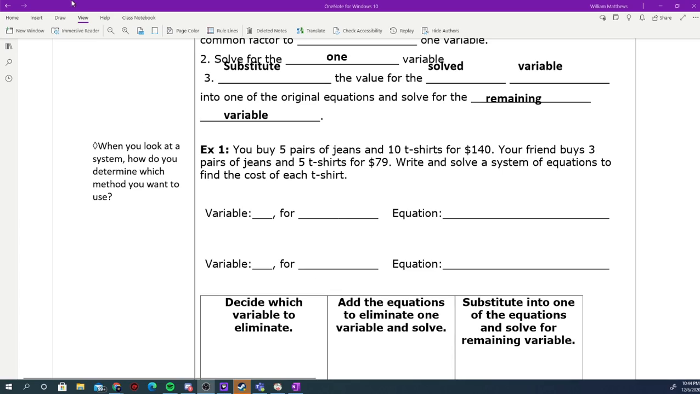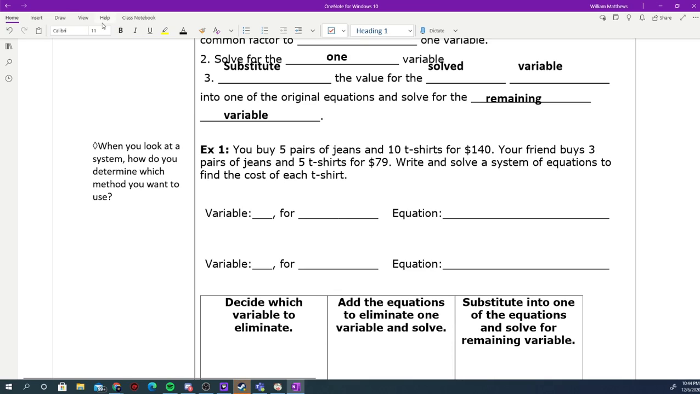So, going into an example. Example 1. You buy 5 pairs of jeans and 10 t-shirts for $140. Your friend buys 3 pairs of jeans and 5 t-shirts for $79. Write and solve a system of equations to find the cost of each t-shirt.